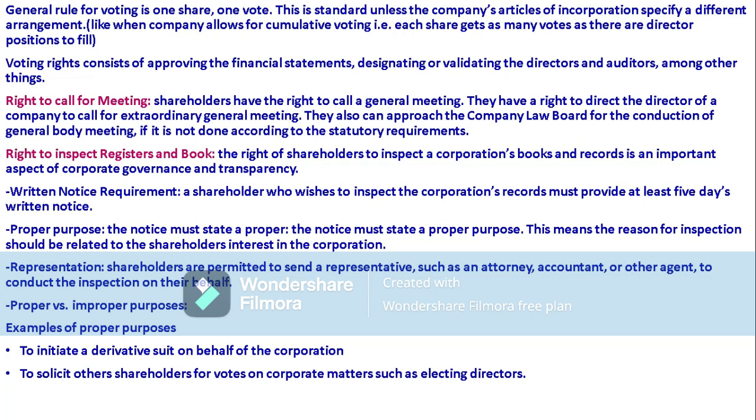The general rule for voting is naturally one share, one vote. This is standard unless the company's articles of incorporation specify a different arrangement. Basically the general rule for voting is one share means one vote only, but in some cases, depending upon the articles of incorporation of that particular company. We all know articles of incorporation deal with the internal affairs of the company, so it fully depends upon the policies and procedures of that particular company. So in that, the company may specify how the vote would be.